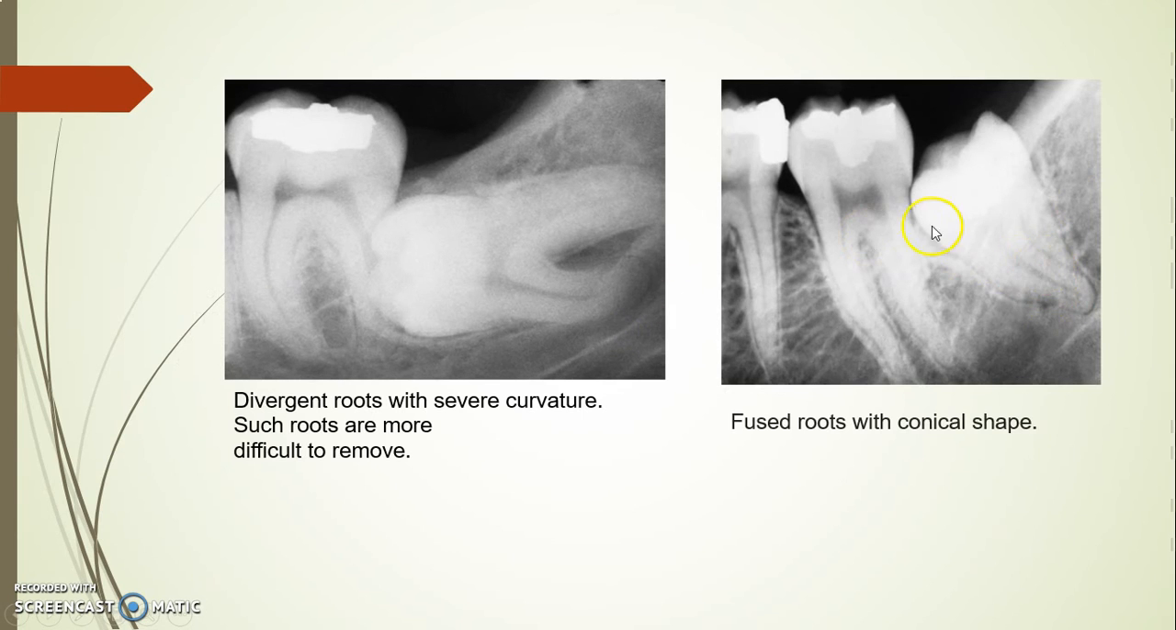شكل الroot مثل ما قلنا يعني single shape والnumber. A single conical shaped root is easier than this type of root which is multiple and diverged root.